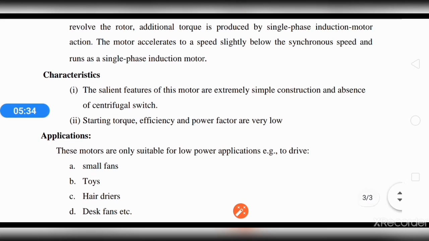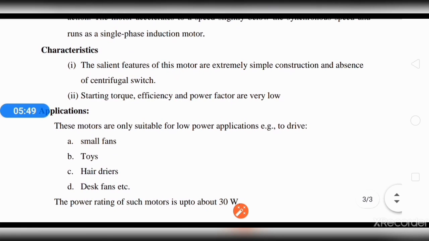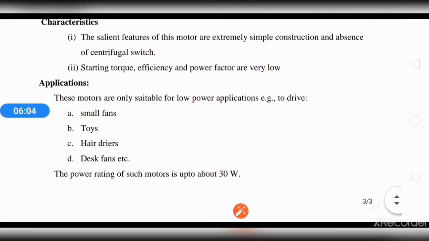The important characteristic of the shaded pole induction motor is that it is quite simple in construction. However, the centrifugal switch is absent because the running and starting operation is done by the shaded pole. The disadvantage is that the starting torque remains quite low and its efficiency is also quite low because the power factor remains low, therefore losses are high and efficiency is low.